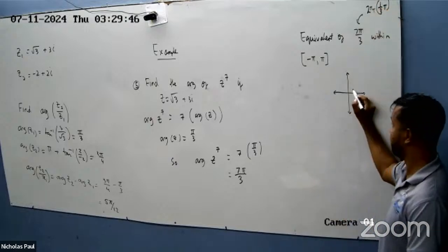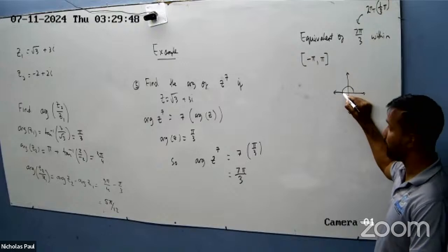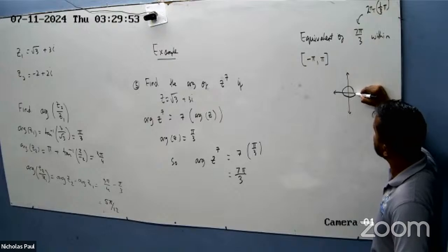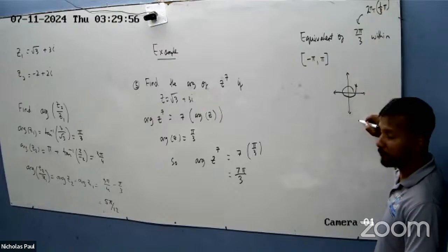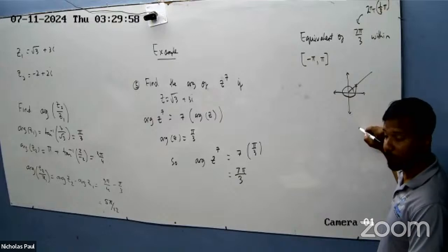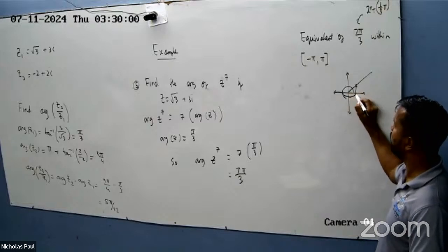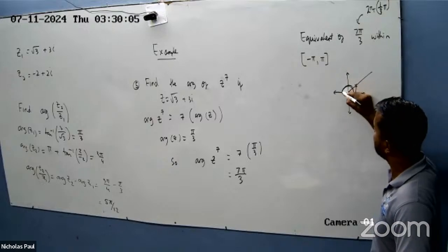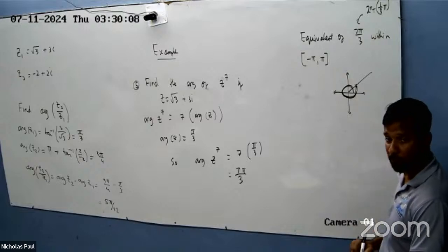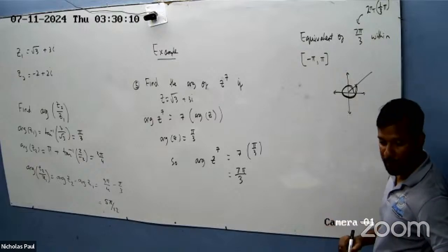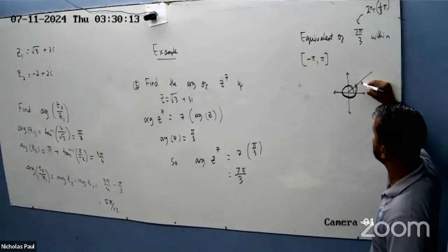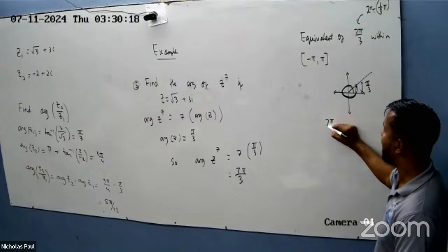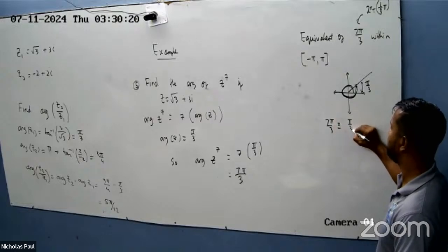Right, so how much is this? 2 pi, right? So 2 and 1/3 pi might be somewhere right there. 1 pi, 2 pi. So 2 and 1/3 pi is all of this here. But if we were measuring from the positive x-axis, how much is that? Pi on 3. So 7 pi on 3 is equivalent to pi on 3.